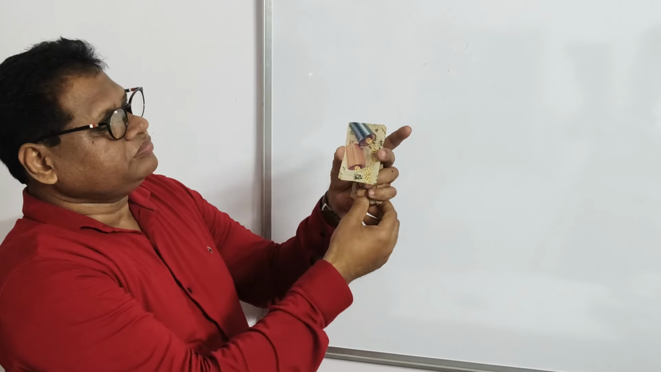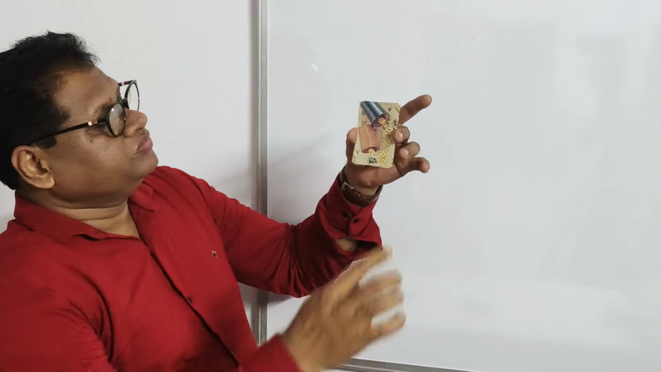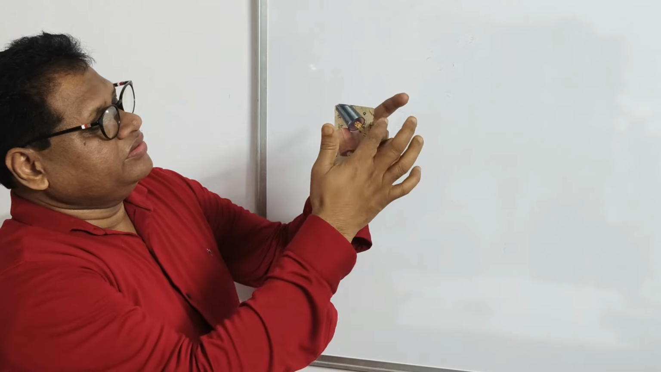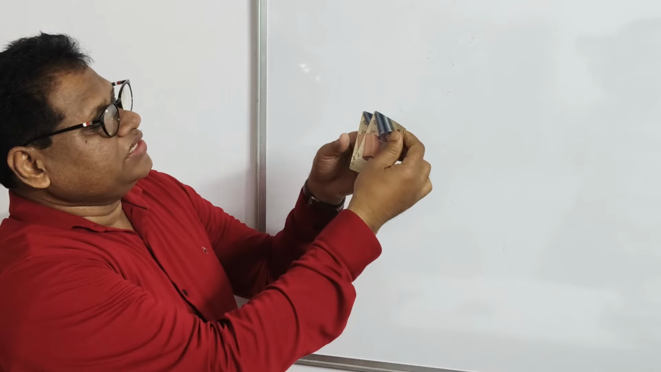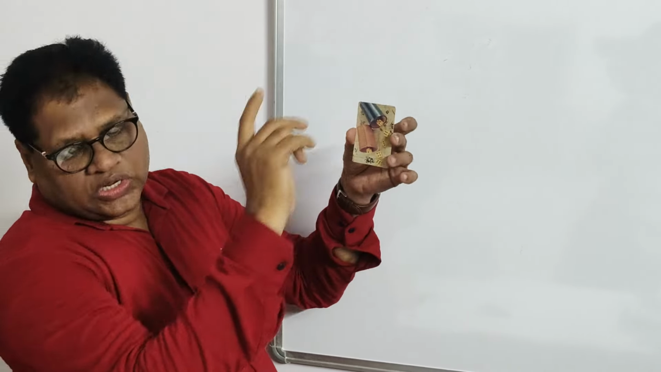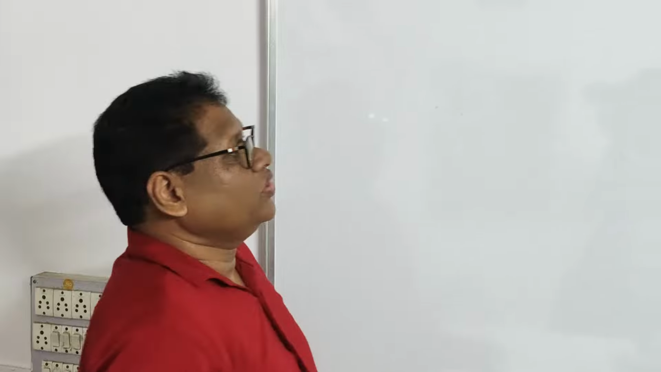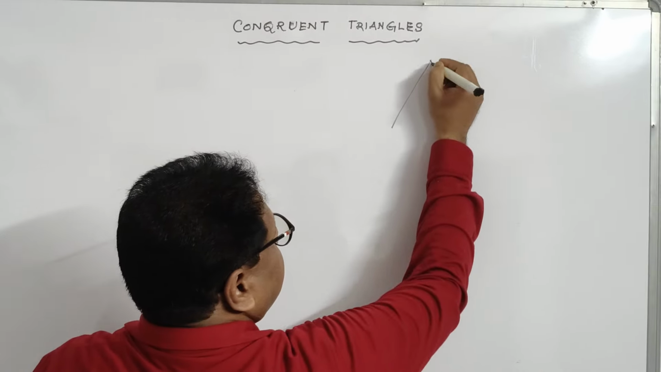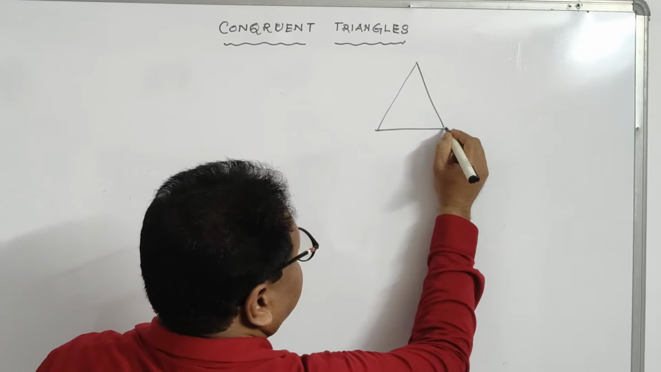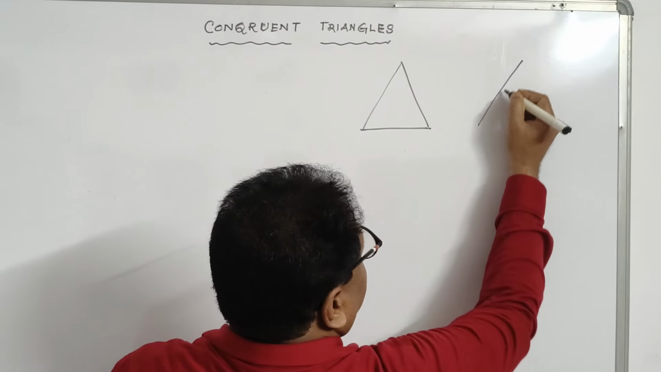That means here this side is equal to this side, this angle is equal to this angle. So these are the congruent figures. Now we are going to discuss congruent triangles. Suppose we have taken two triangles. This is one triangle, this is yet another triangle.